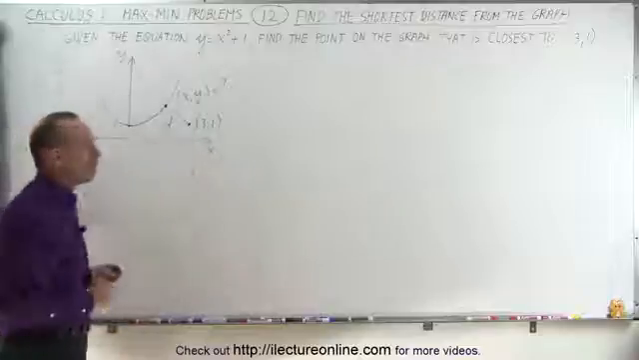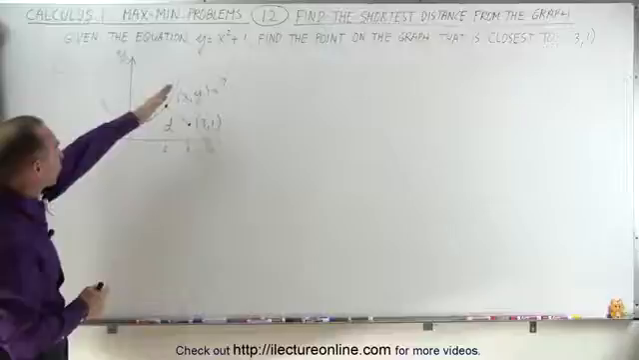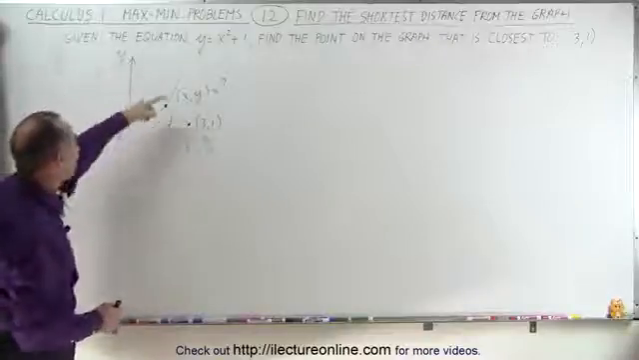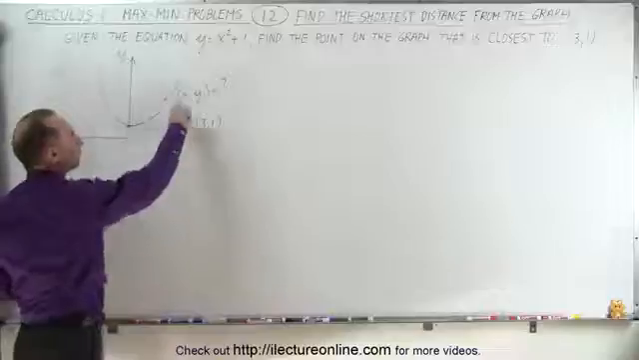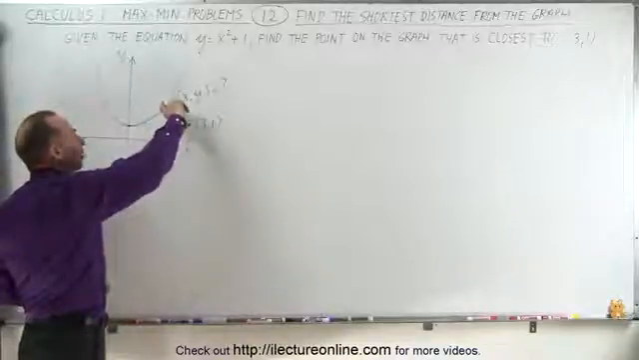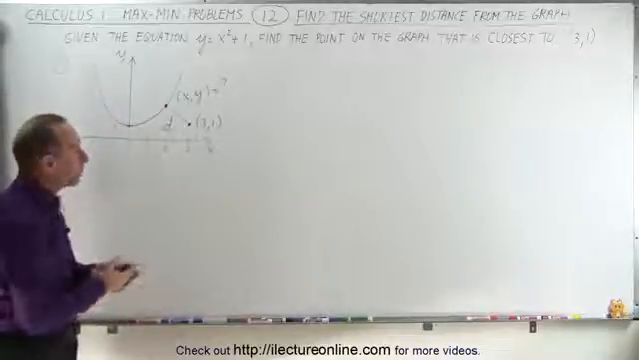Another typical max-min problem is finding the point on a graph that has the closest distance to a given point. So here we have an equation, y equals x squared plus 1, and the associated graph with it. And we're given a point (3, 1), and we're trying to find the point on the graph that is the closest to the given point.